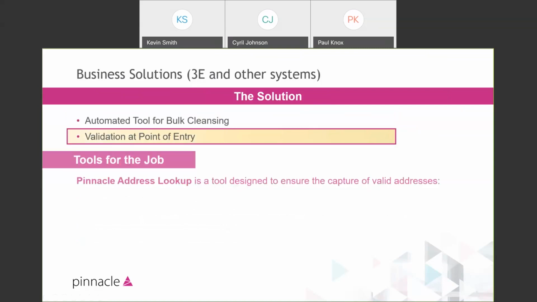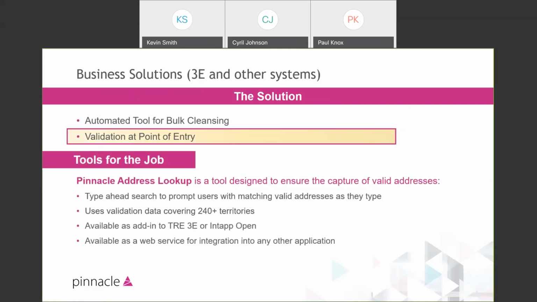The second product is our address lookup, which performs the validation at the point of entry. The goal here is to ensure that addresses are valid right at the start of the process and also when maintaining them manually going forward. We provide type ahead functionality that you will have seen in a lot of websites these days for those user interfaces that support that. And again, we perform the validation against the set of addresses that we have for the 240 territories.